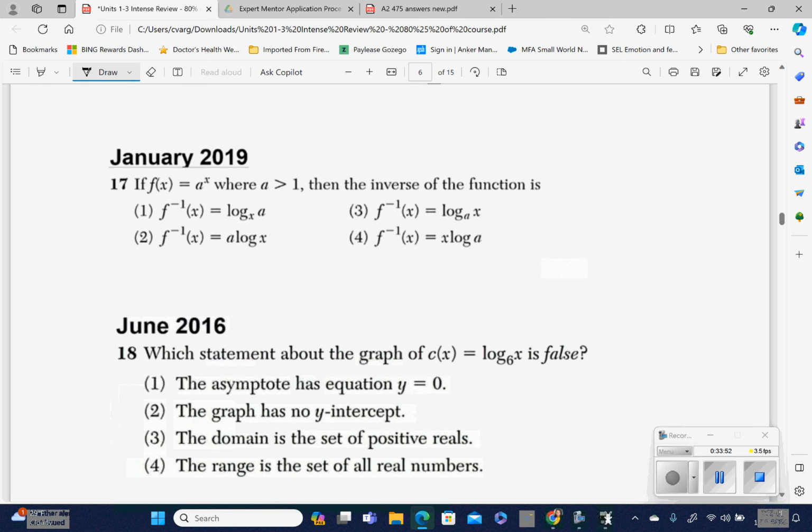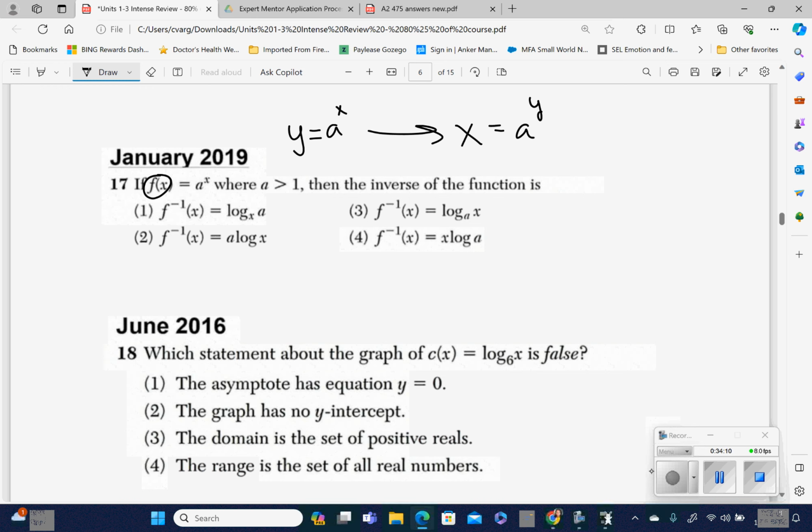Inverse. All right, so inverse means f of x is y equals a to the x. So I'm going to inverse it by switching, right? So the y becomes an x, so I have x equals a to the y, and I'm looking to see which one gives me that.